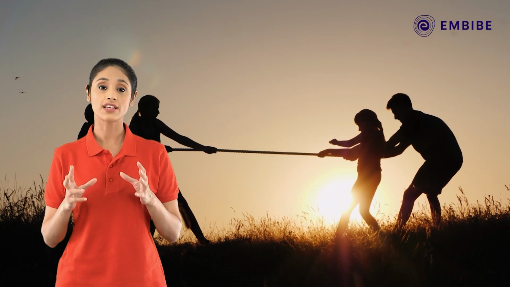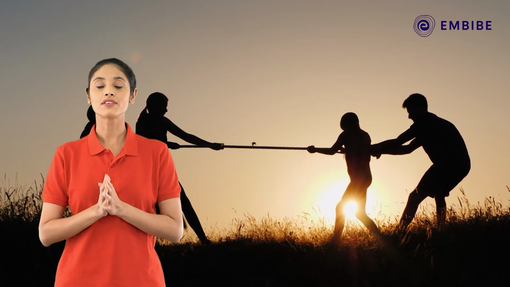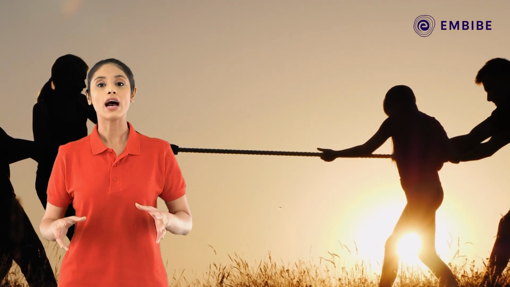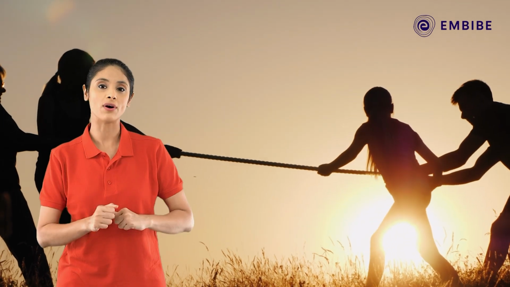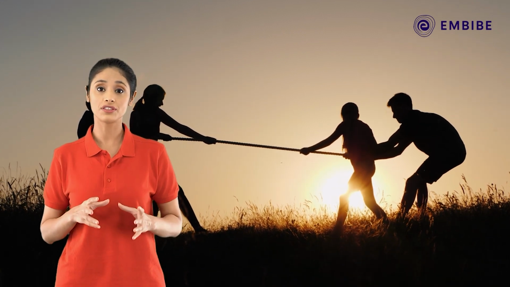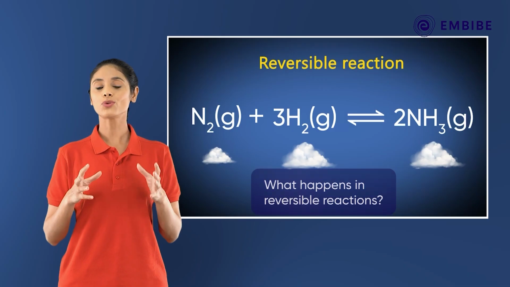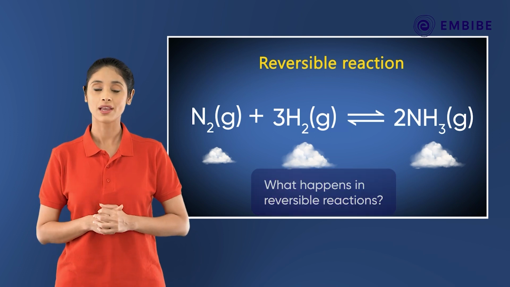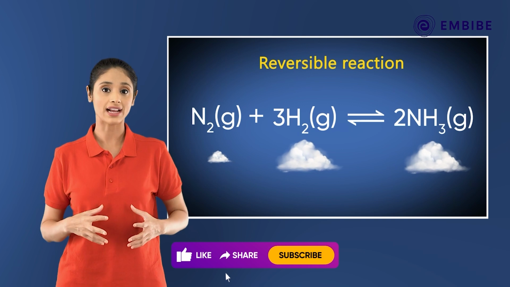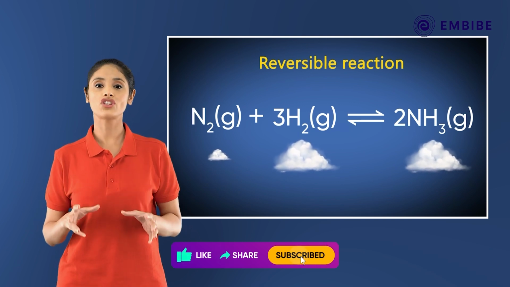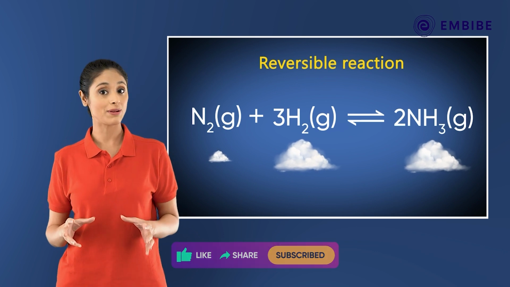Many of you have played tug of war. Sometimes a situation arises when your team and the opposing team are pulling the rope with full power, yet the rope does not move in either of the directions. The same situation arises in the case of reversible reactions, where both products and reactants are reacting. But after some time, further change does not seem to be taking place.